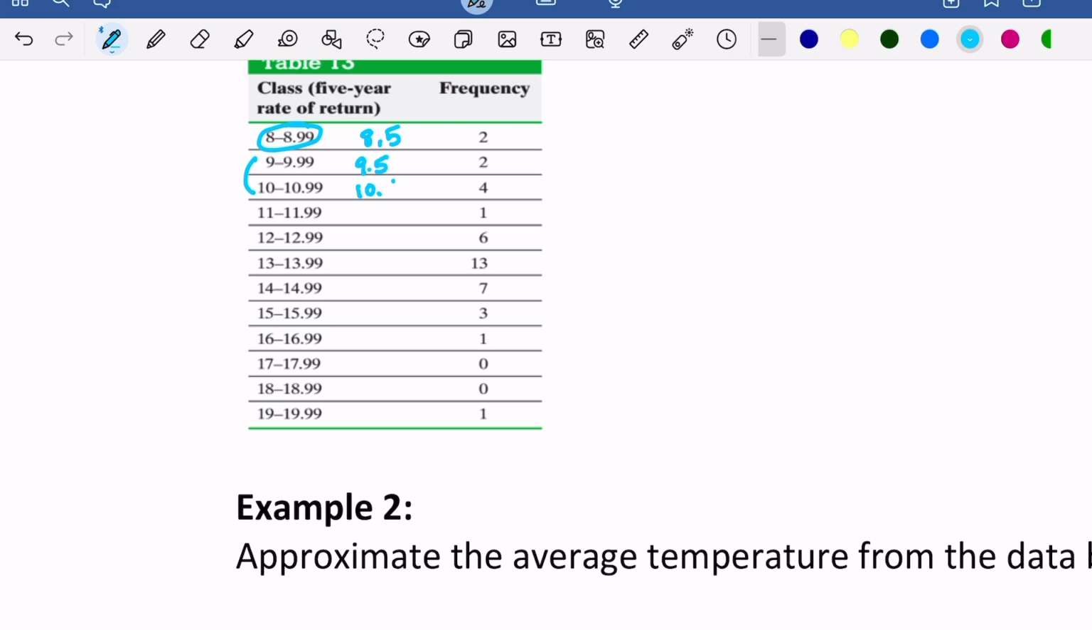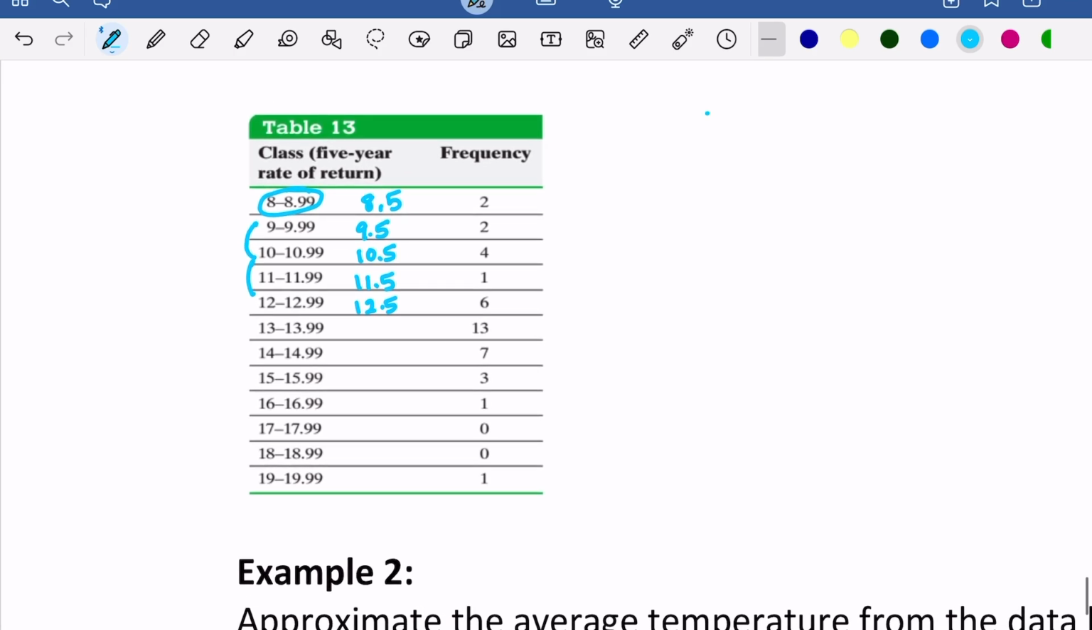10.5, and so on and so forth. So the class representative, I'm going to plug in the calculator for this, is going to be halfway in between these consecutive upper and lower classes. And now remember, we've talked about this. This is your lower class limit, and this is your upper class limit.